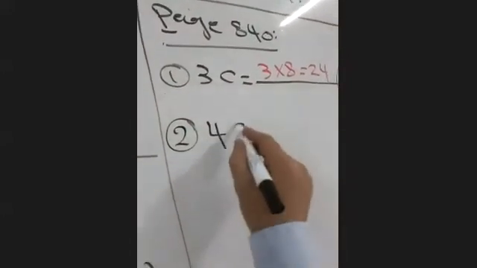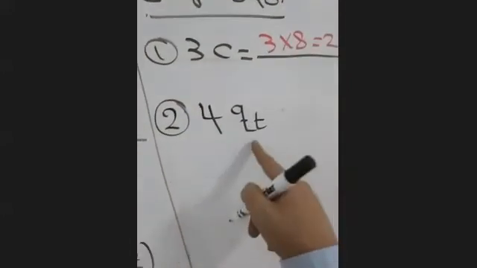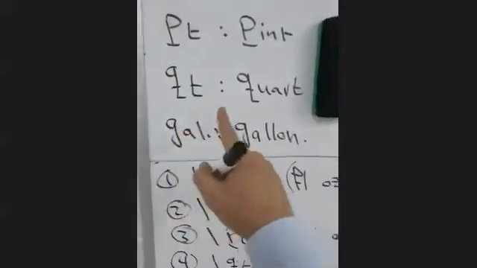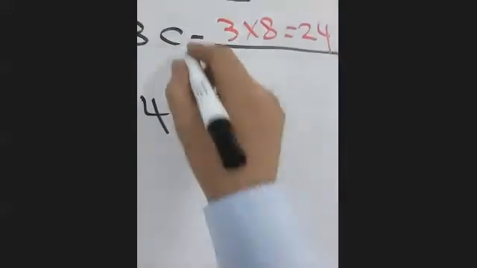Question 2, as an example, take it, but do it with me. Question 2 on page 840. We need to find 4 QT in cups. QT means quart. 4 quarts, how much in cups?